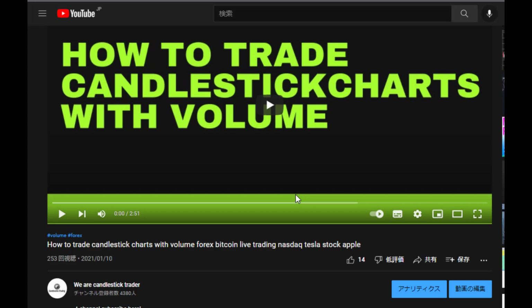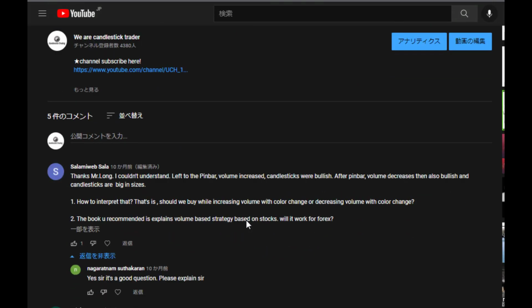Comments and questions from the "How to trade candlestick charts with volume" video. I couldn't understand the volume to the left of the pin bar. Volume increased, and the candlesticks were bullish. After the pin bar, volume decreased and the candles were also bullish, and the candlesticks are big in size. How do I interpret that? That is, should we buy while volume is increasing with a color change, or while volume is decreasing with a color change? There are two types, and I will show you in this video.